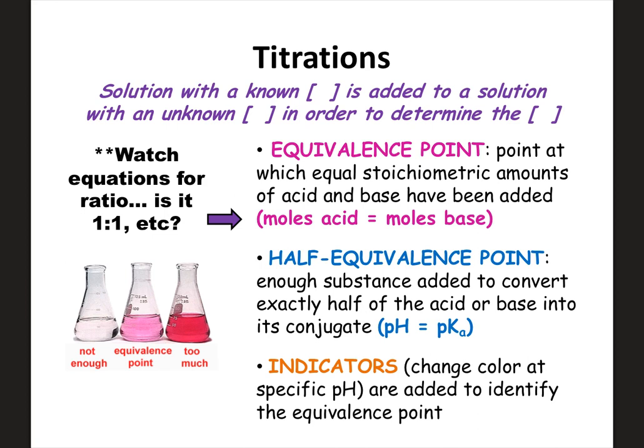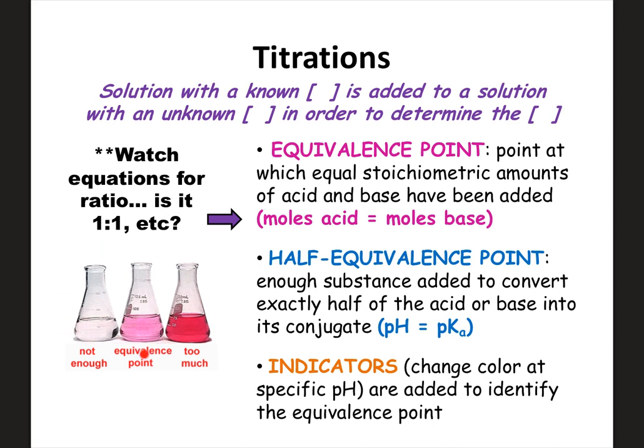And we already mentioned indicators. Just realize we add a few drops of indicators here to our analyte, and indicators will change color at a specific pH. And they're basically added to identify the equivalence point here. We try to use indicators that change color very close to where our equivalence point will be so that we know when our titration is done, essentially.